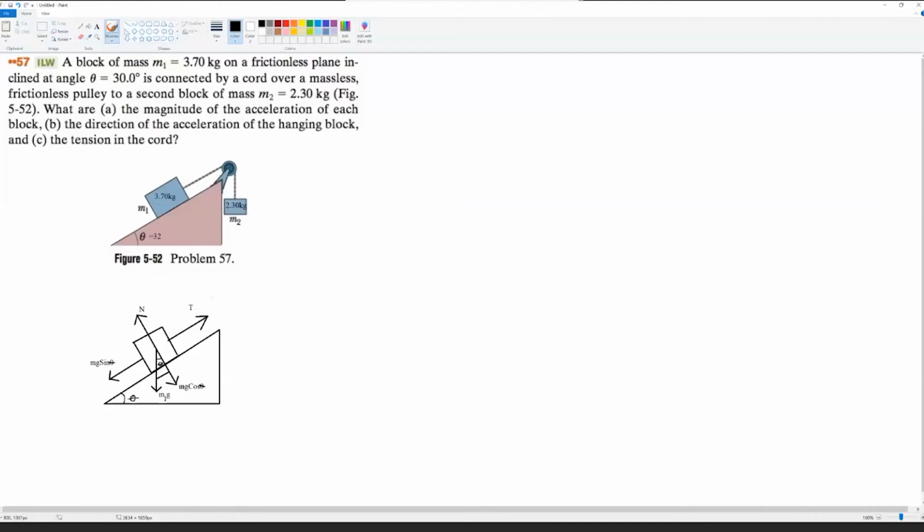Up here, we have the capital T. This is going to be for tension. So this is the tension that's in the rope here. This is going to be the same tension that's in this rope here. So when we go to put the tension in, it's a tension here and a tension here. So we have them in both places.